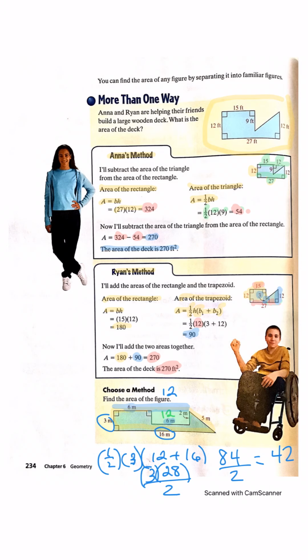But that's the area for this entire figure. We still need to subtract this. So when I subtract 12, I'm going to get 30. So therefore the answer is 30 meters squared.